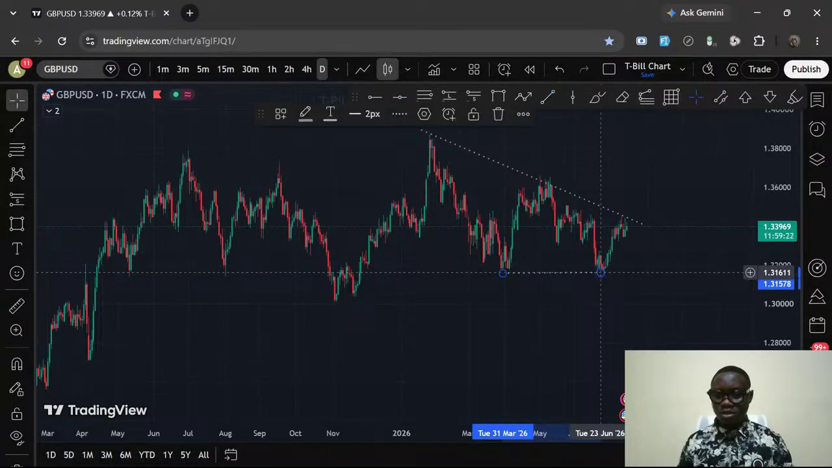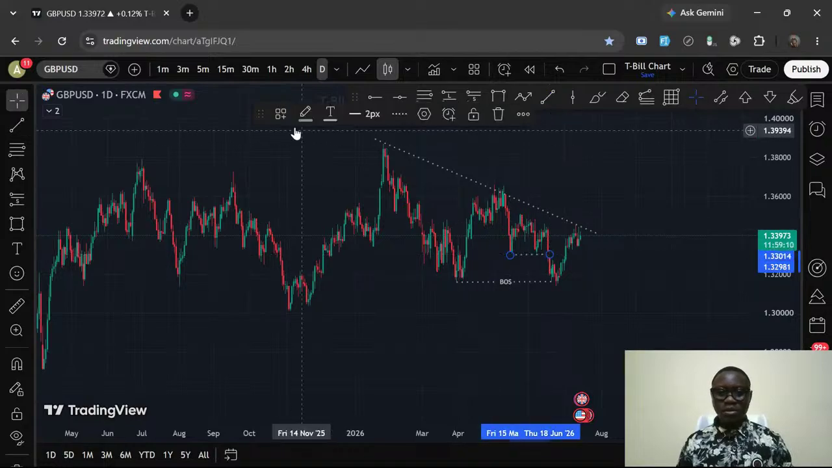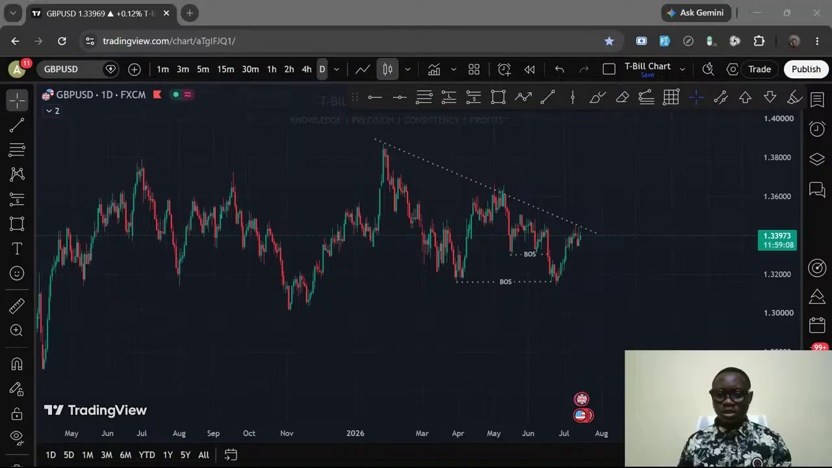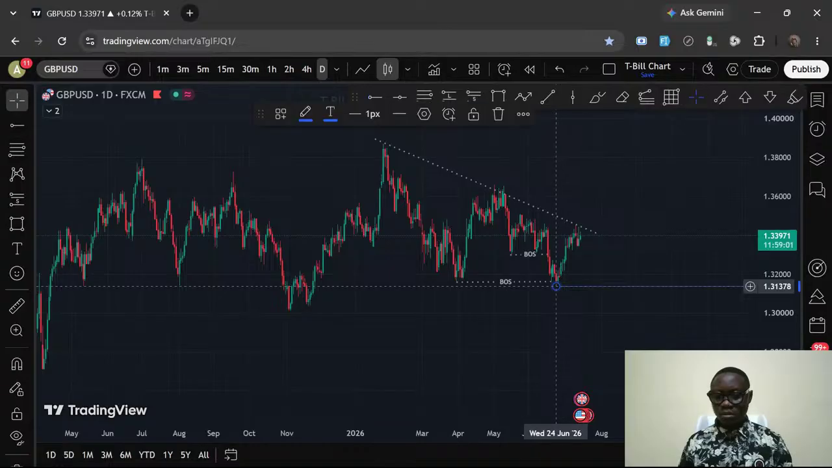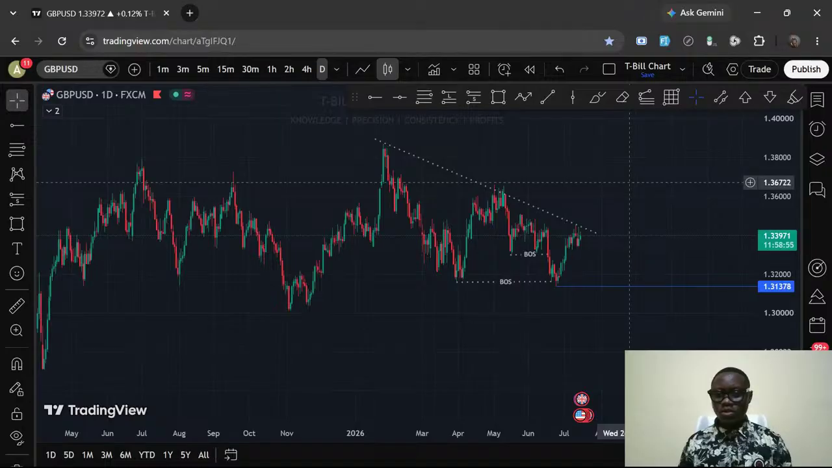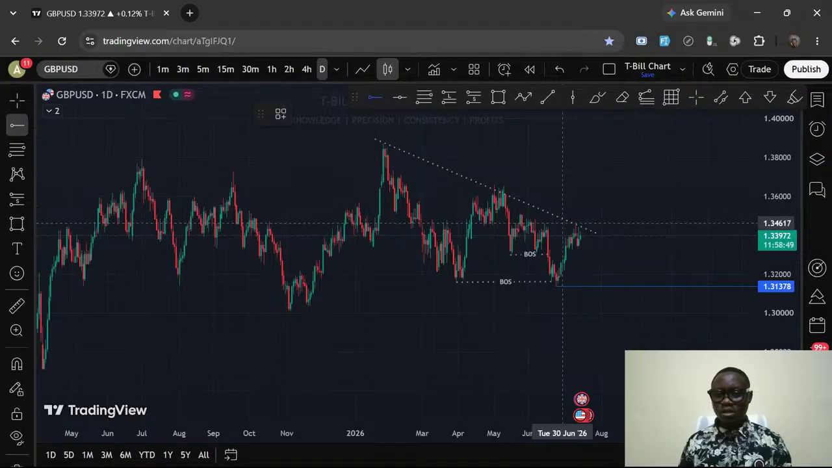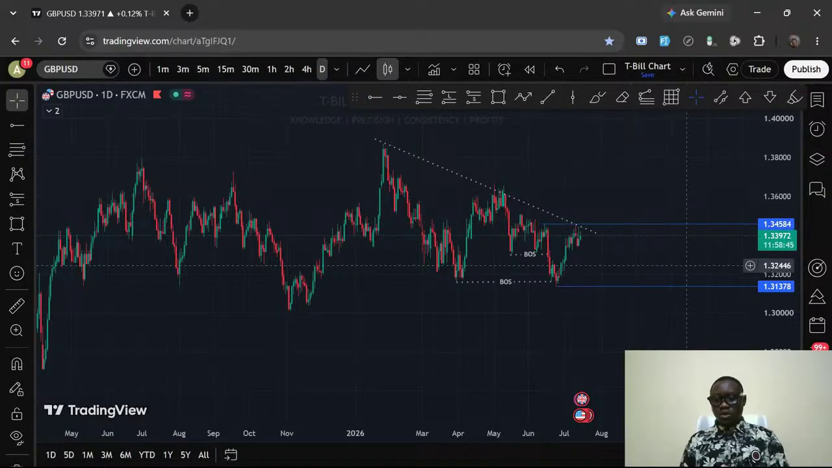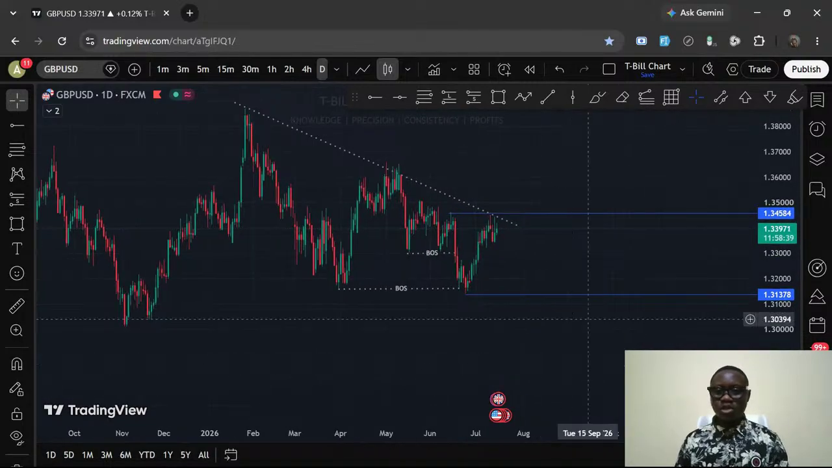We have this POS. With this POS, we also have this break of structure right here. And of course, as always, we have our sell side liquidity right here, and we have our buy side liquidity at this zone right here. All right, so we are looking for a potential sell opportunity on GBPUSD.